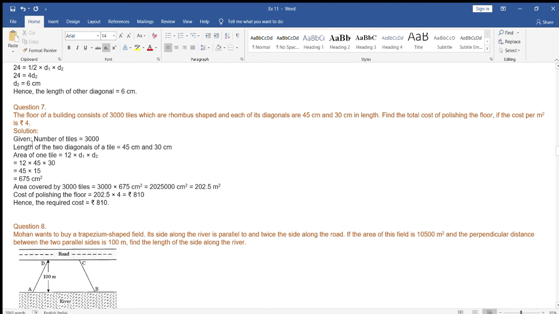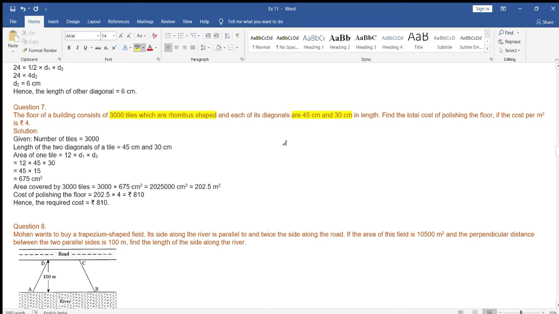Have a look at question number 7. In question number 7, just see what we are having. We are having the floor of a building, and it consists of 3000 tiles, and they are rhombus shaped. This is the point to be noted. 3000 tiles are there and they are in rhombus shape. The diagonals of the rhombus are also given to us.